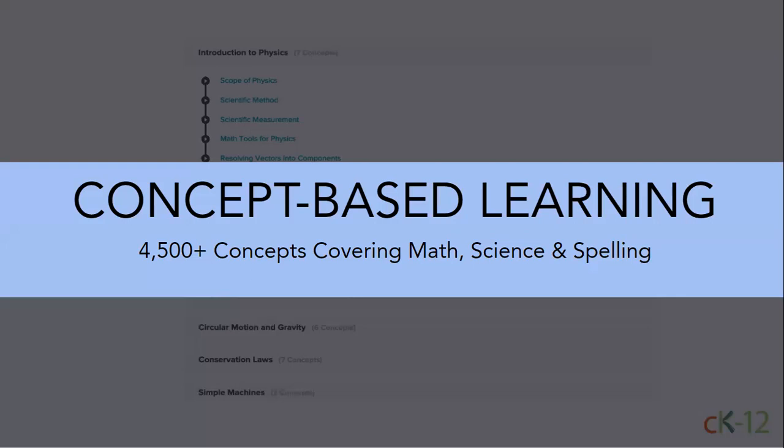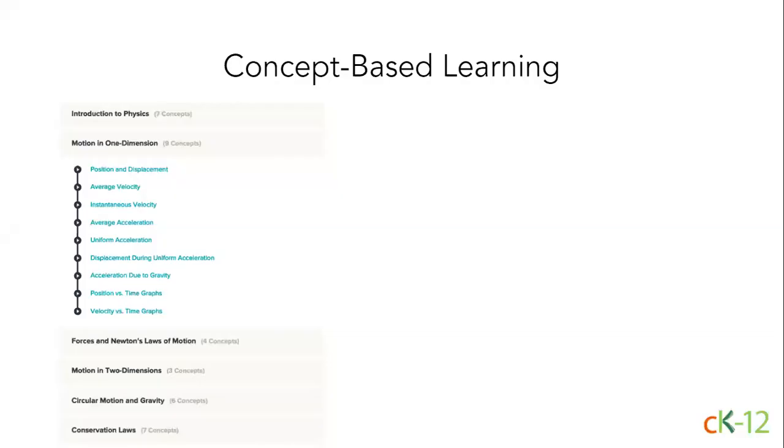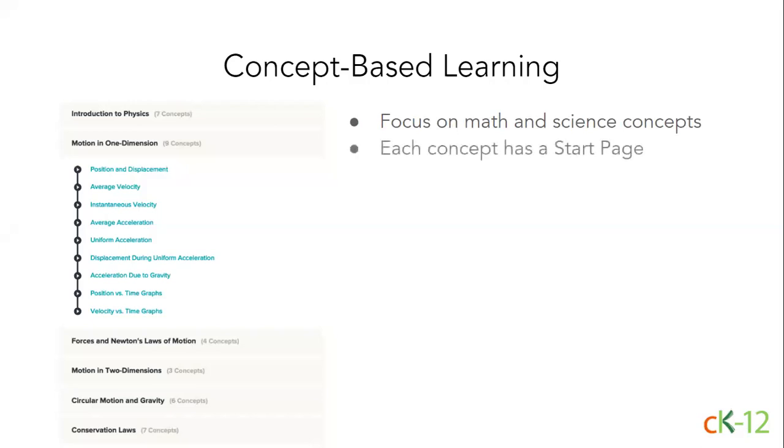So they're concept-based learning. There are tons of concepts out there. Concept-based learning is really important when we start talking about these. So this is a physics example. And so when we start looking at motion in one dimension, you can look at the position, average velocity, and all through these. And I want to show you my physics books because they're just really awesome because they focus on math and science concepts.